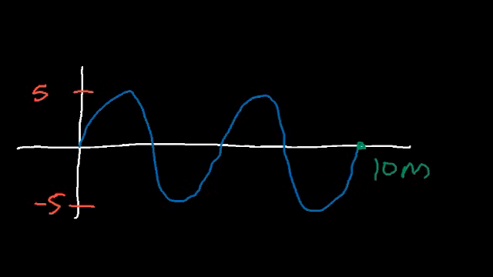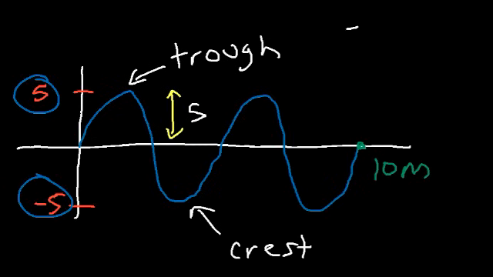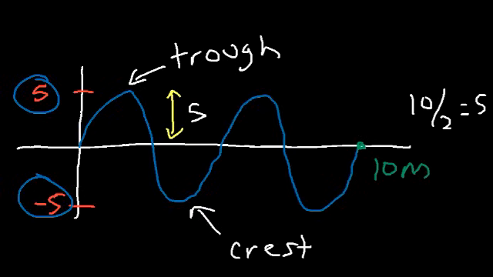The amplitude of the wave is simply the height between the center and the peak. The low point is called the trough. This is known as the crest. So as you can see, the amplitude is 5. Another way you can calculate the amplitude is to subtract these two numbers and then divide by 2. So it's the top number minus the bottom number divided by 2. That's going to be 10 divided by 2, and you're going to get 5. That's another way in which you can calculate the amplitude of a sine wave.